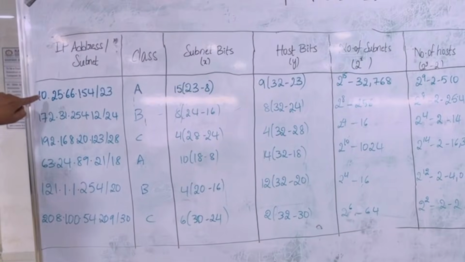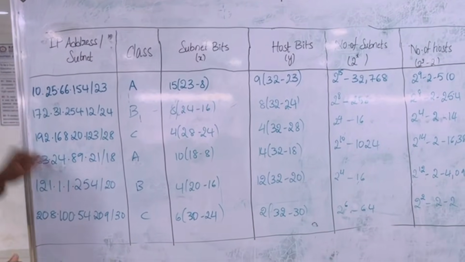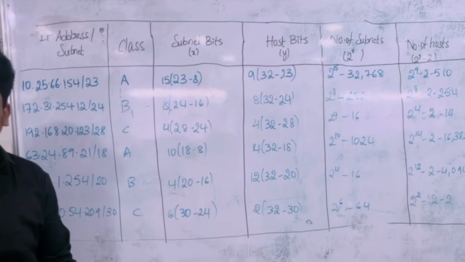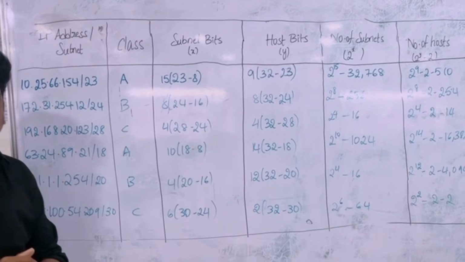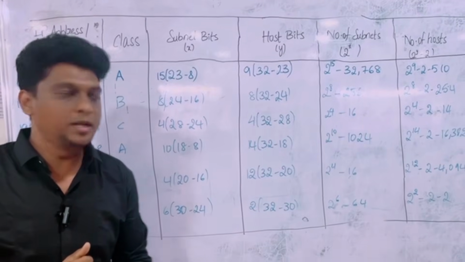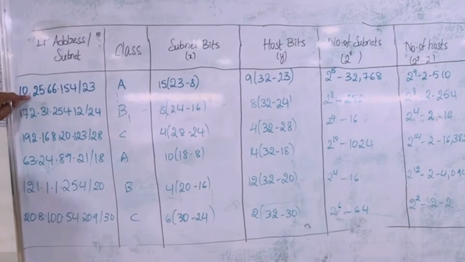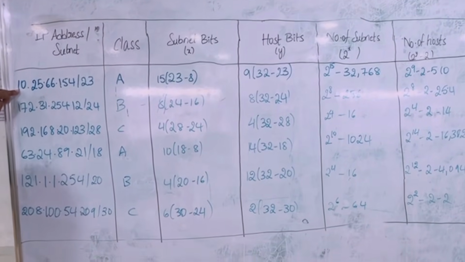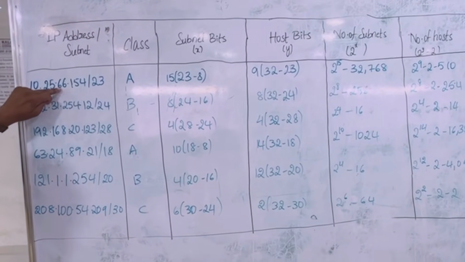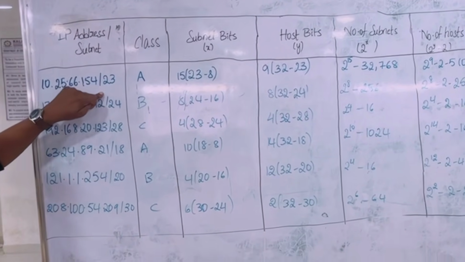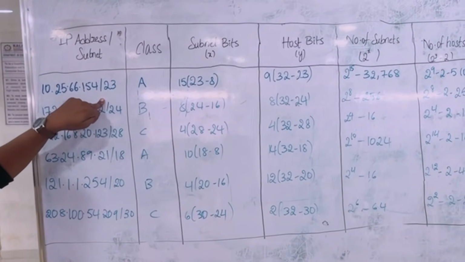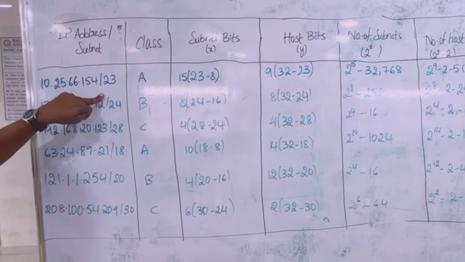An IP address can be represented in binary representation and also in dotted decimal representation. So we should identify whether it is binary or dotted decimal. Here everything is in dotted decimal representation. For example, we can take the first one, 10.25.66.154. So we should convert them into binary, then identify the IP addressing formats.